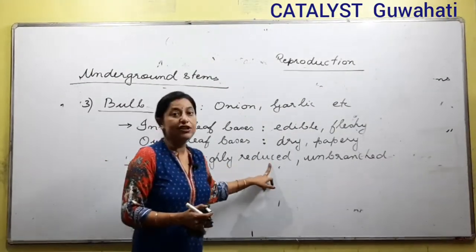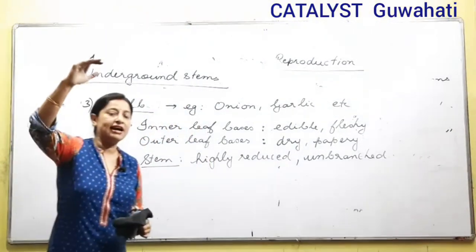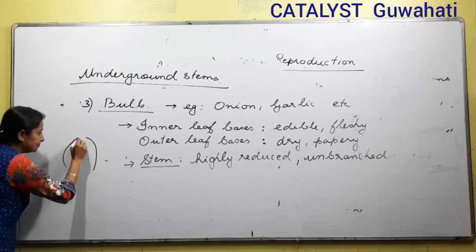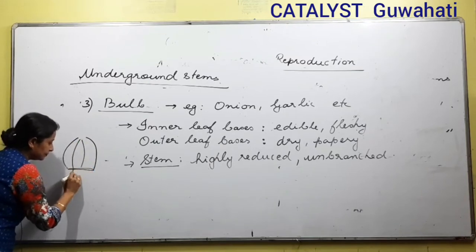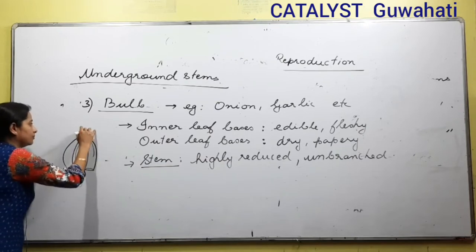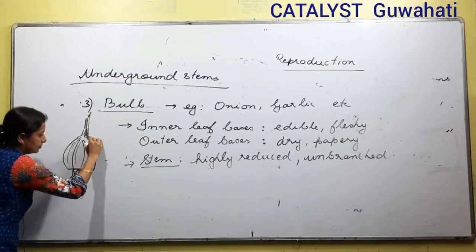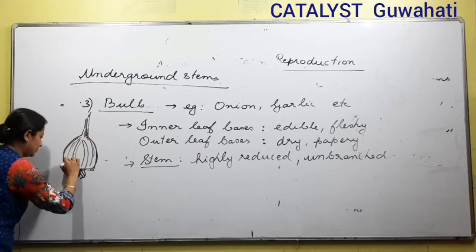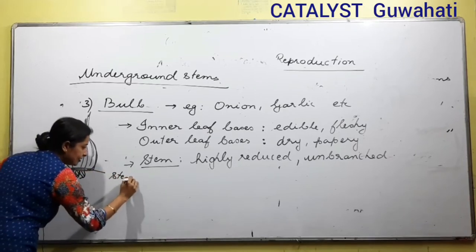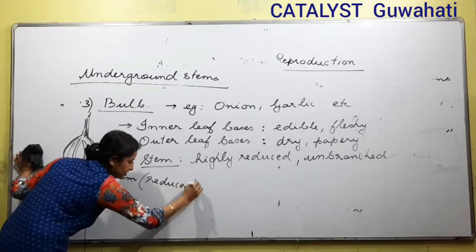We have a term called reduced stem. What is a reduced stem? A stem that is very compact or does not grow much high is called a reduced stem. For example, if you are talking about an onion like this, this portion is the stem. Since it is a very compact structure, it is called reduced stem.